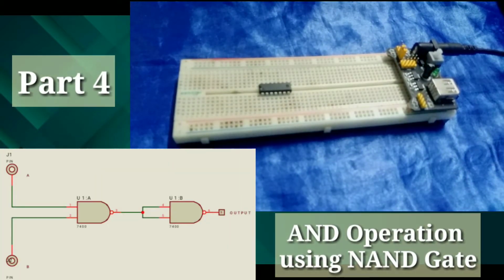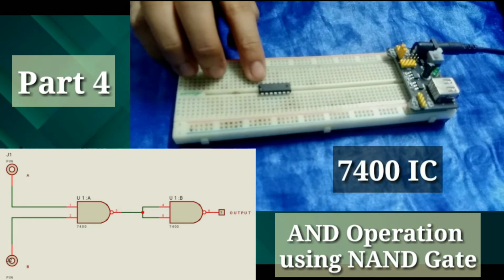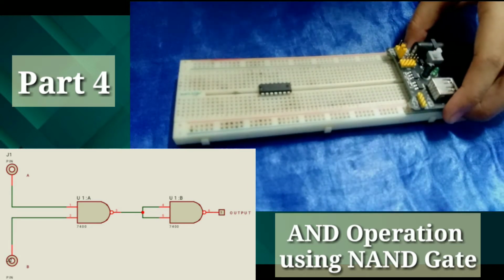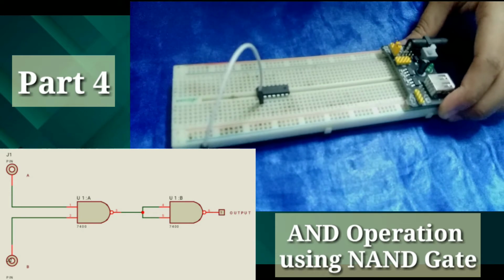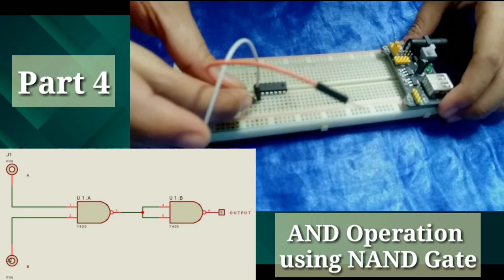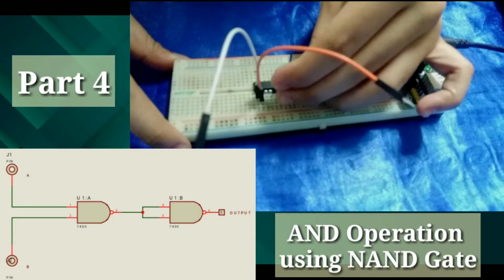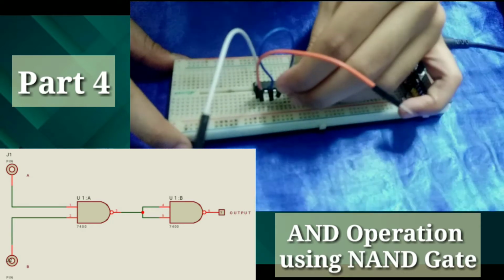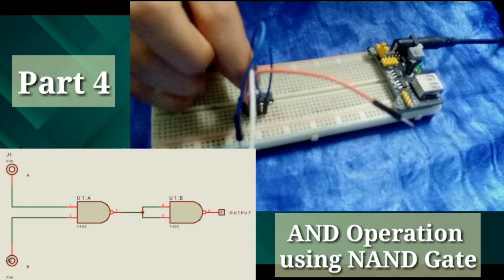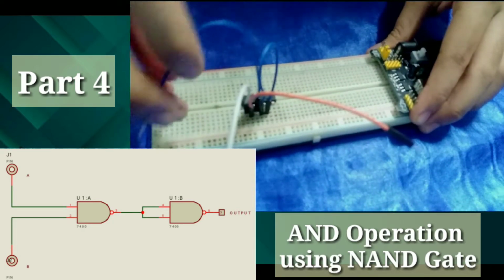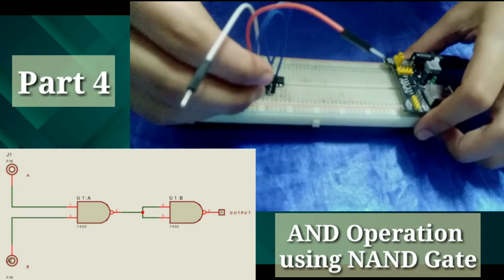Now, for part 4, AND operation using NAND gate, we will again be using a 7400 integrated circuit. We have our input A connected to pin number 1 of our IC, and B is connected to pin number 2. Now, pins number 4 and 5 of the IC are connected. Also, pin number 3 is connected to the connection of pins 4 and 5. Okay, so let's connect it.